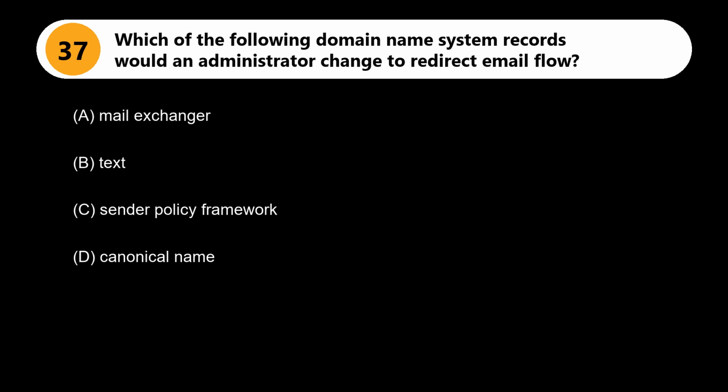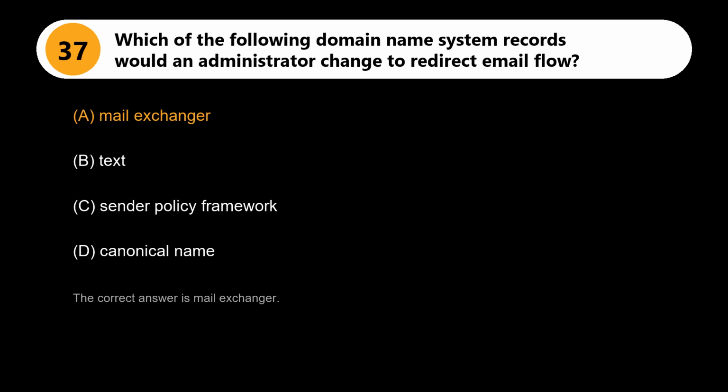Question 37. Which of the following domain name system records would an administrator change to redirect email flow? Option A, mail exchanger. Option B, text. Option C, sender policy framework. Option D, canonical name. The correct answer is option A, mail exchanger.